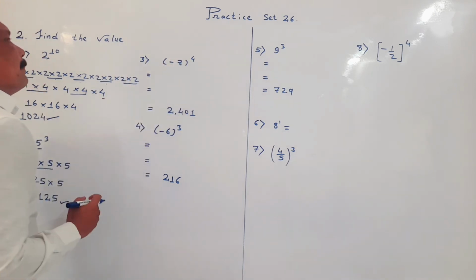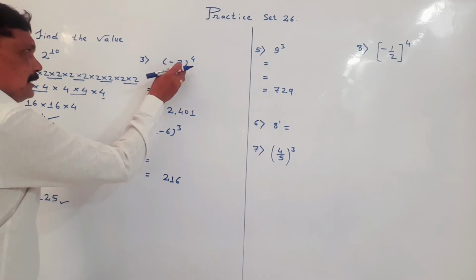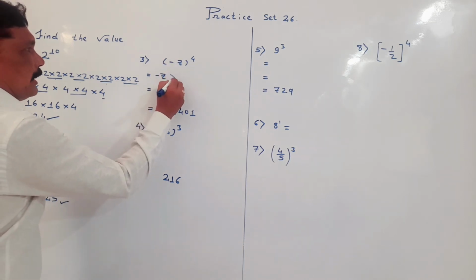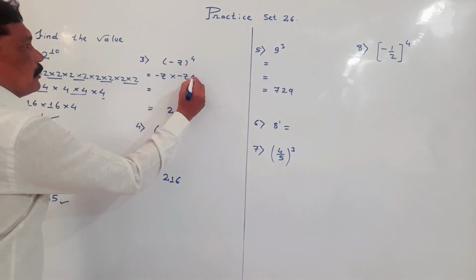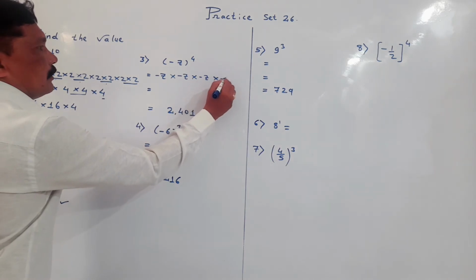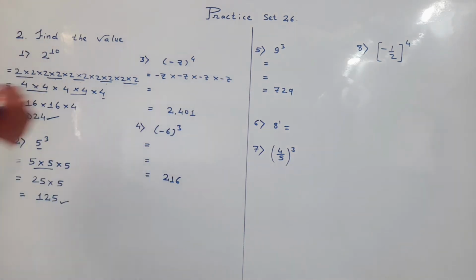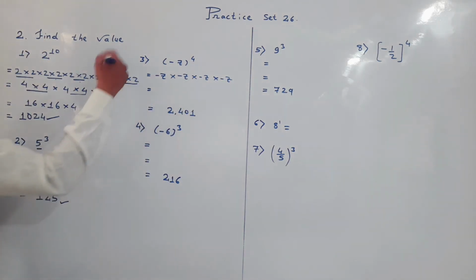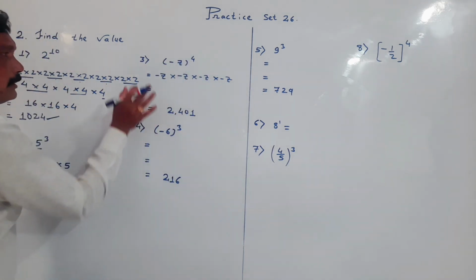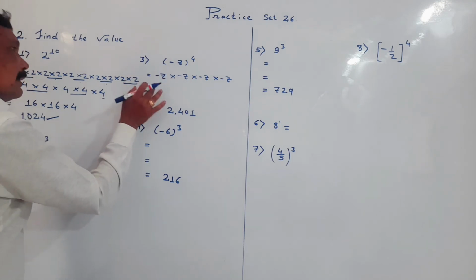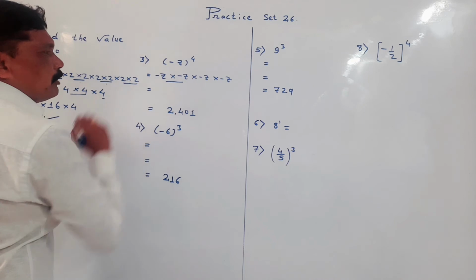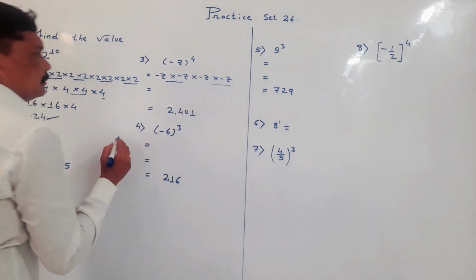So the base is minus 7, so we will take minus 7 and multiply it again and again. We have index as 4, so we have multiplied the base, that is minus 7, 4 times. 1, 2, 3, 4. Minus minus will become plus, minus minus will become plus.